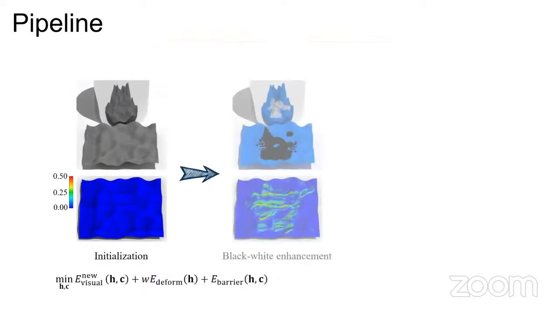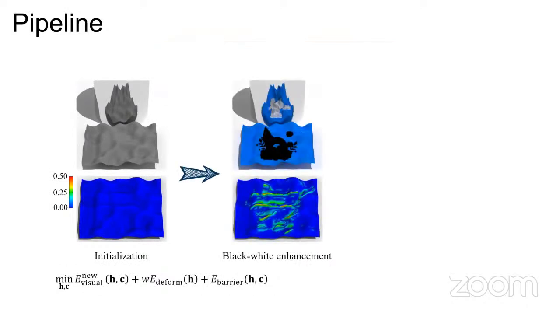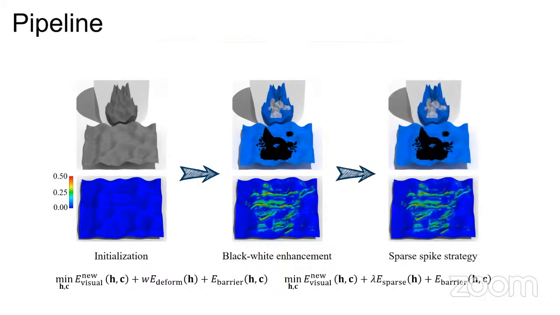And then we optimize this problem to get a preliminary result. Second, the sparse spike strategy is used to allow few spikes in the source surface so that the conflict area is further reduced. The problem is optimized by combining the Adamax algorithm with the proximal gradient method.